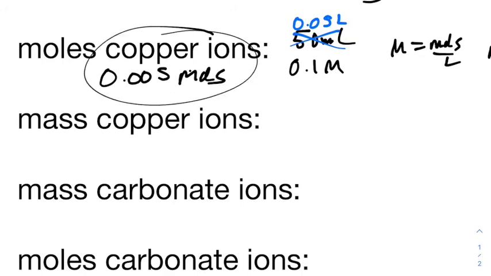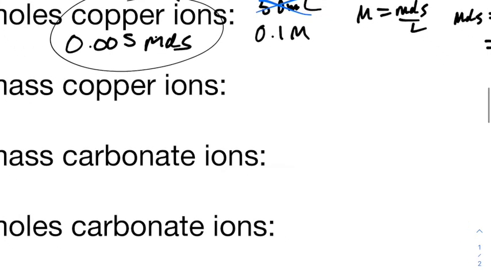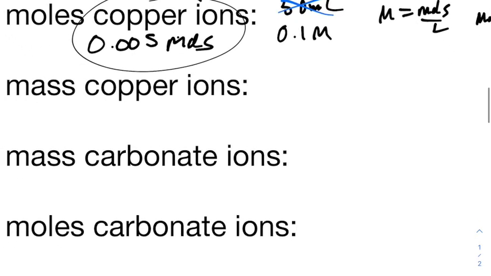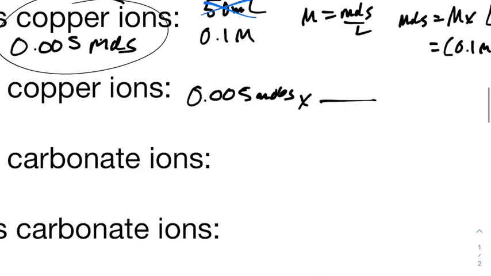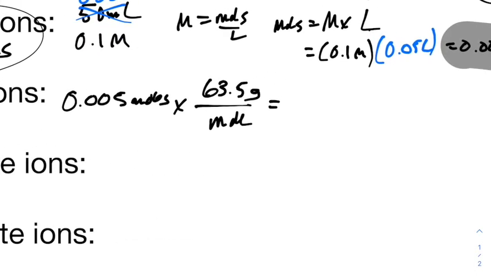Well, if I know moles, I know grams. All I have to do is use the periodic table and multiply. So the mass of the copper ions is going to be 0.005 moles times its molar mass from the periodic table, and if you look that up, it's 63.5 grams per mole. So if you do a little math on this, you end up with 0.3175 grams of the copper.